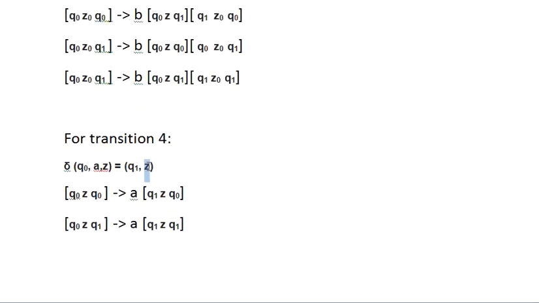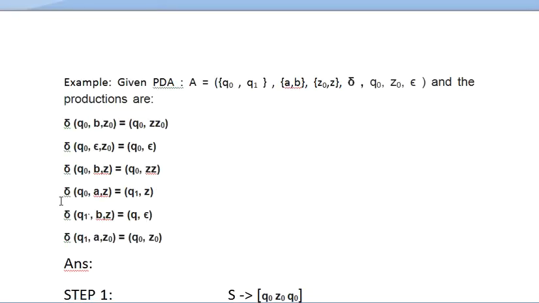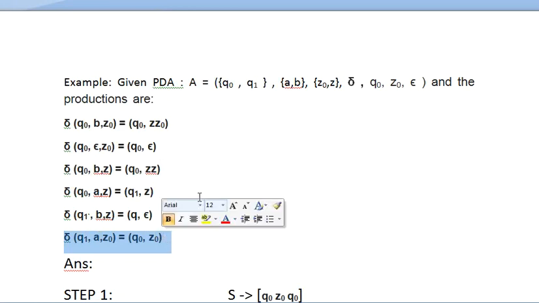Clear? Z has worked for Q0 and Z has worked for Q1 as well. These positions will remain fixed. Okay, so this is for transition number 4. This is done. Similarly, you can do it for transition number 6 as well. The same concept only. Clear?